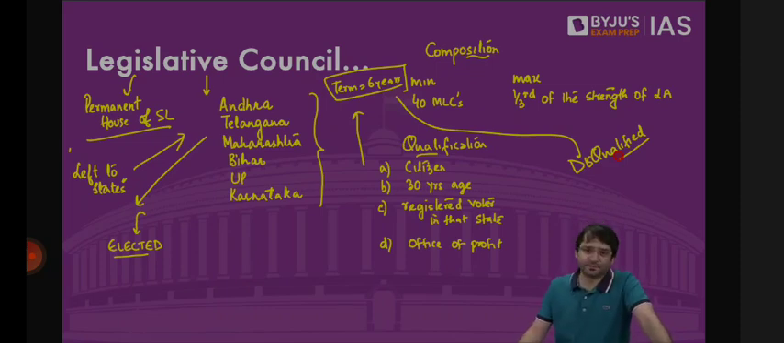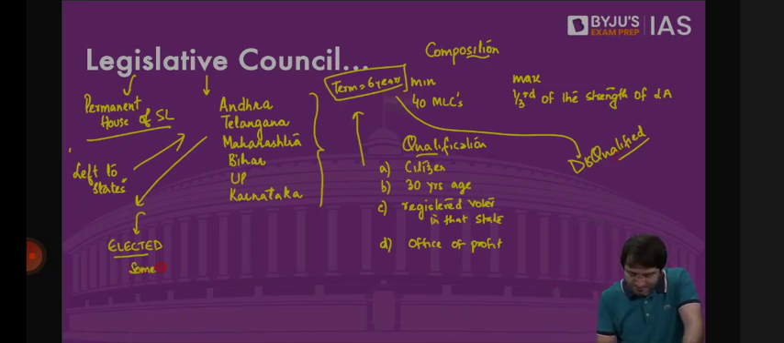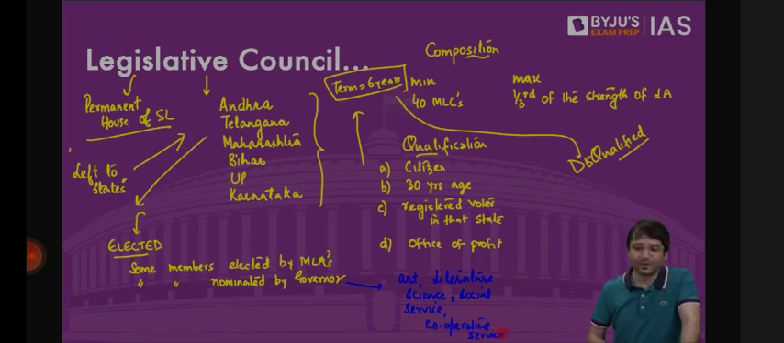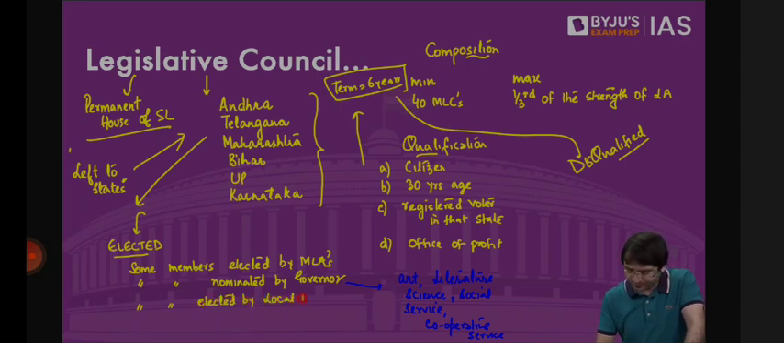But elections are different. How are elections different? Some members are elected by MLAs, some members are nominated by the governor from the fields of art, literature, science, social service, cooperative service. Some members are elected by local bodies. Some members are elected by graduates. Some members are elected by teachers.